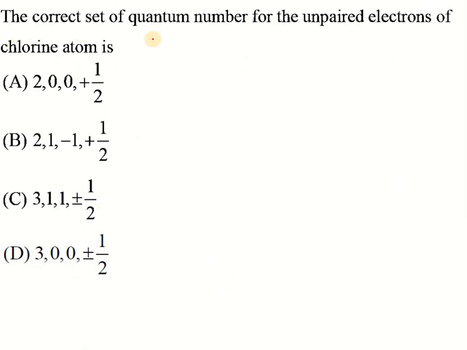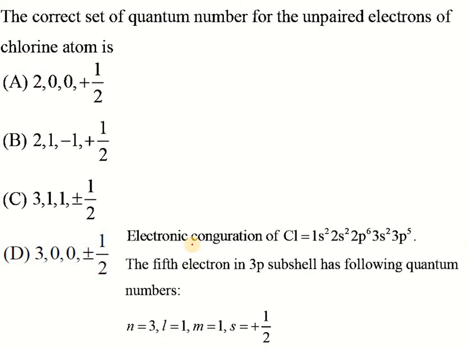Next question. The correct set of quantum numbers for the unpaired electron of chlorine atom, from the electronic configuration of chlorine. We have one unpaired electron in 3pz1, where n value is 3, l value is 1, m value is 1, s value is plus 1 by 2. So 3, 1, 1, plus or minus 1 by 2 is the right answer. That is C.